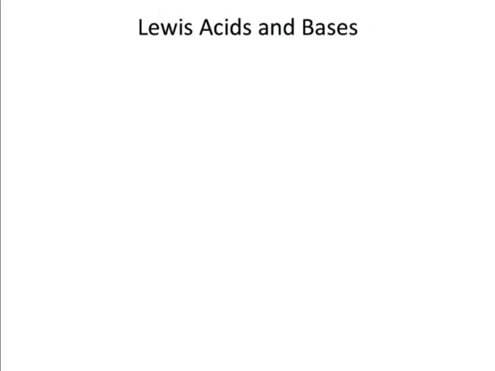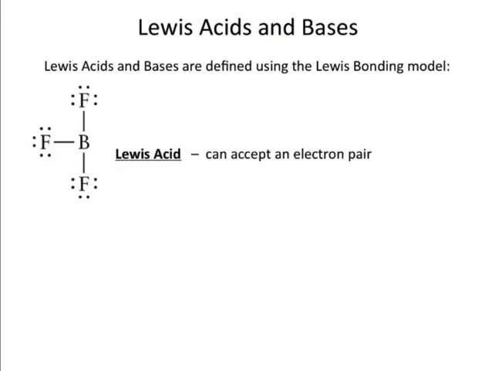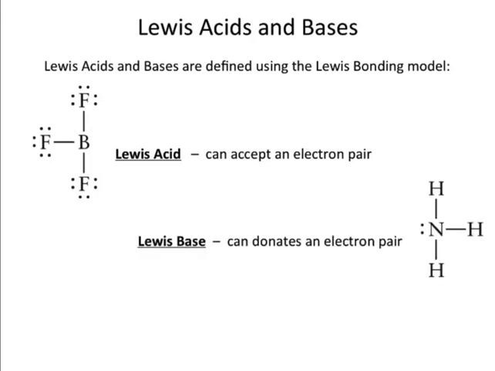All right, last definition to include: Lewis acids and bases. So this is Lewis as in Lewis structure. So we're talking about Lewis structures. And so BF3 is a Lewis acid. We define it here as it can accept an electron pair. Remember, an acid is a proton donor, but it accepts an electron pair. Whereas a base accepts a proton, and in doing so, it donates an electron pair.